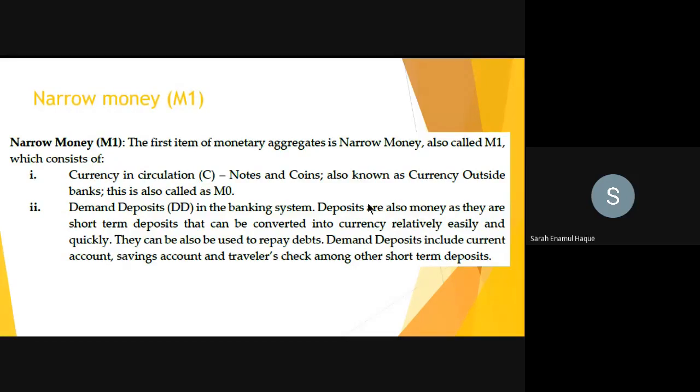Narrow money or M1. What is this? This consists of two parts. Currency in circulation, that means all the notes and coins, whichever is circulating in the economy. That is, it's not there in the banks, it's there in the hands of the people. So that is currency in circulation.